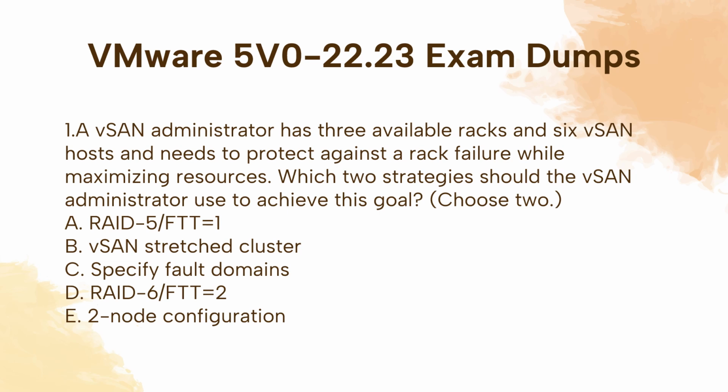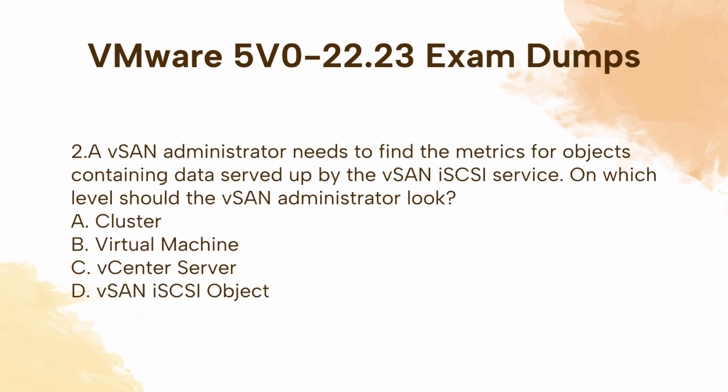E. 2 node configuration. 2. A vSAN administrator needs to find the metrics for objects containing data served up by the vSAN iSCSI service. On which level should the vSAN administrator look? A. Cluster. B. Virtual machine. C. vCenter Server. D. vSAN iSCSI object.